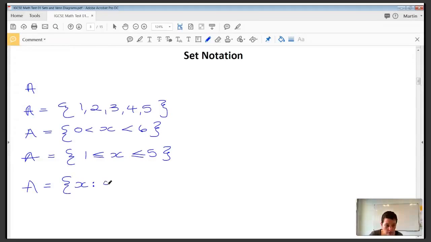For example, an even number. So in this case, it's still nothing scary. All we're saying is A equals, and then we have our set with our squiggly brackets. And then we're saying that X is in our set, and we're defining him by this.